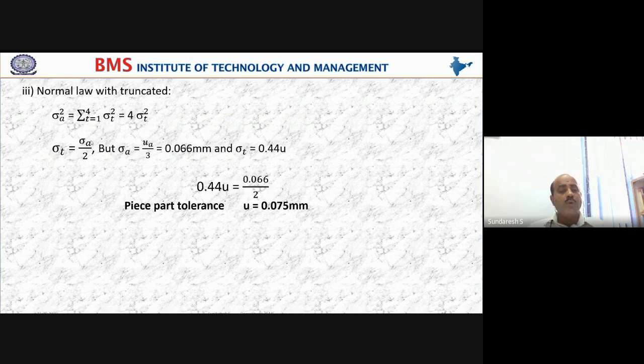Don't worry. So now sigma t is sigma a by 2, but sigma a is U by 3. So U by 3 is equal to 0.066 millimeter. Sigma t is 0.44 times U. So 0.44 times U is equal to 0.66 by 2. So the tolerance for normal law with the 1 sigma truncated, you are going to get U is equal to 0.075 millimeter. So this is the one they ask for 6 to 8 marks in your examination.